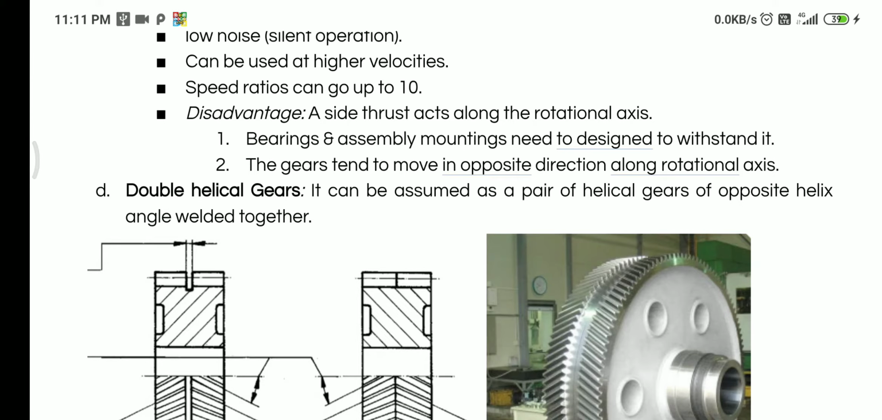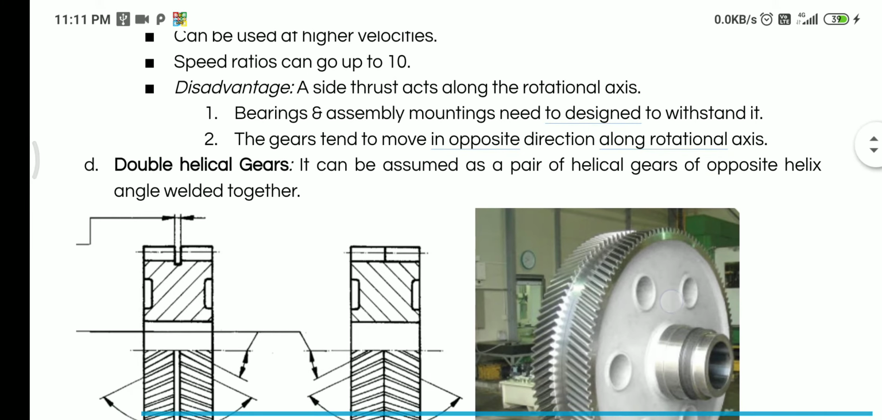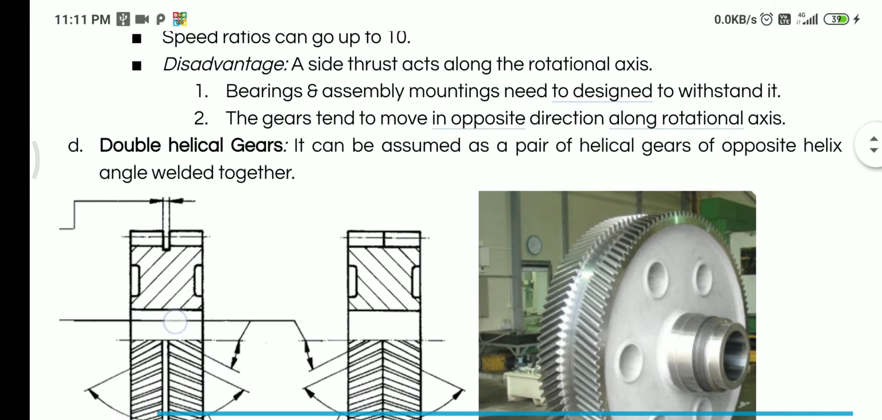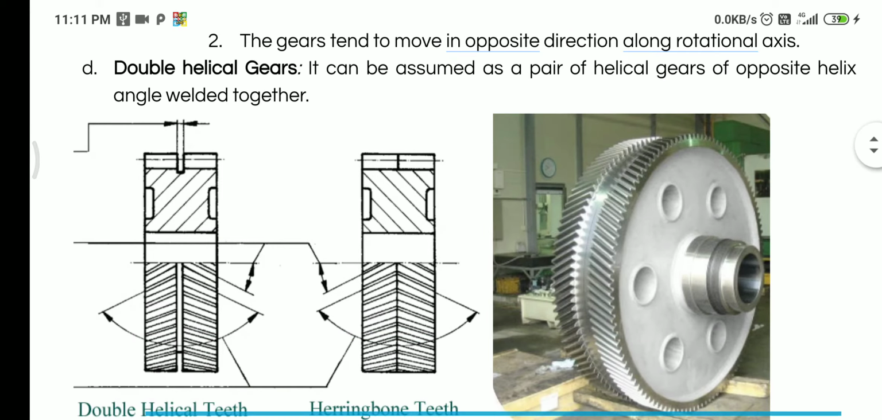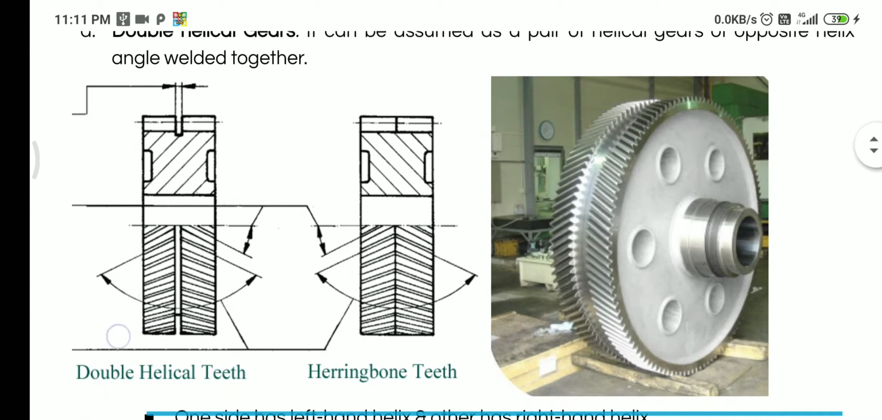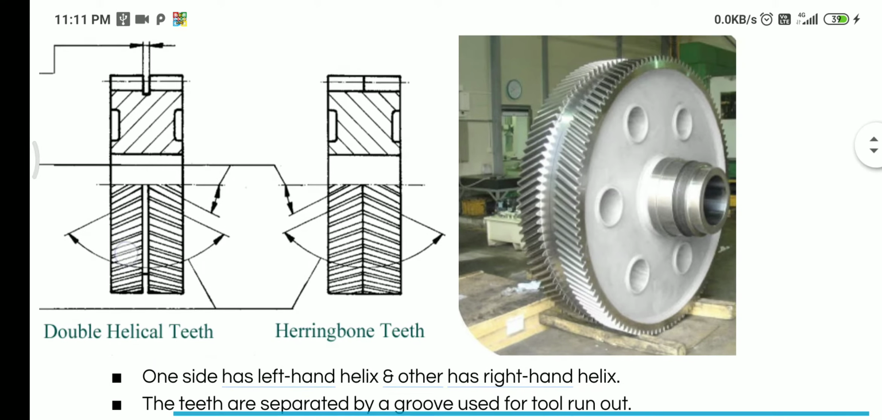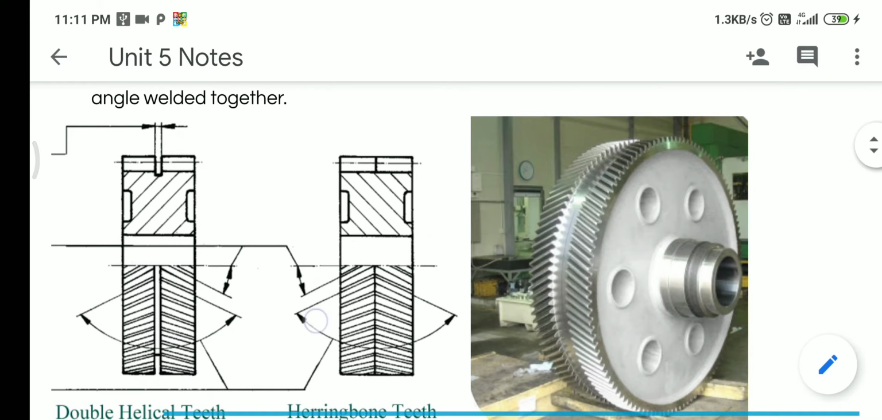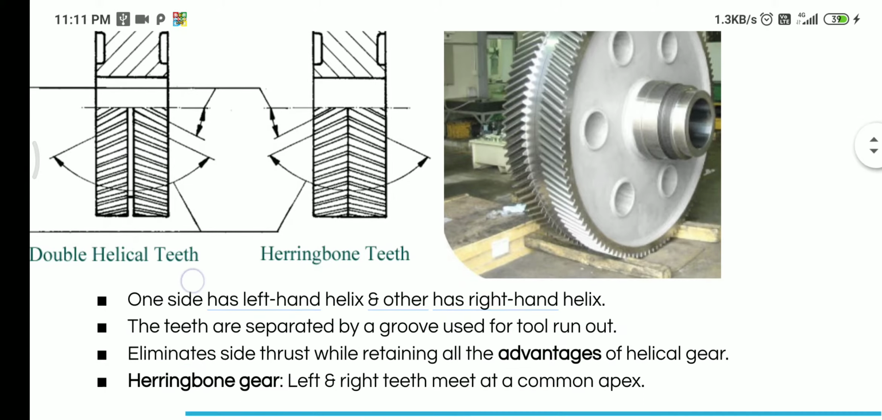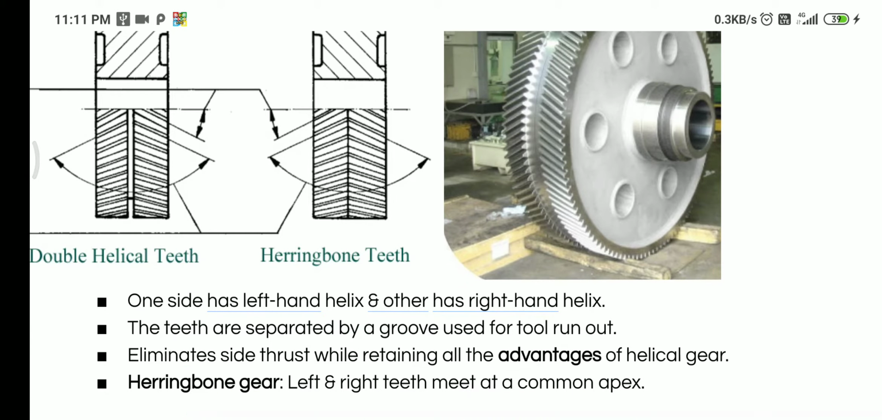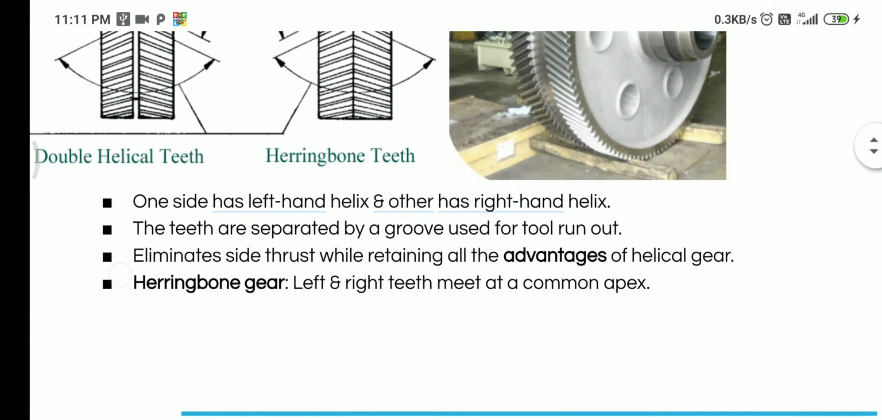So this is a very big problem, and to solve this problem, the fourth type of gear comes into action, that is called the double helical gear. What we are doing here is placing two opposite-handed gears side by side, so that whatever side thrust is created by one set of teeth is cancelled by the other. A special type of double helical gear is called the herringbone gear. Herringbone gear and double helical gear are not much different. There's a very small difference between these two.